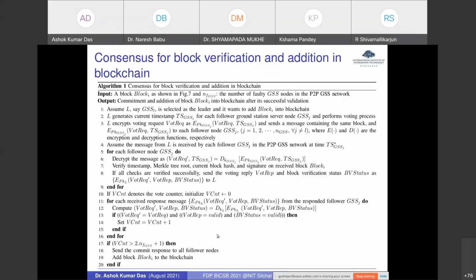Now, as long as the V counter exceeds nf GSS plus 1, since this consensus algorithm is based on the practical Byzantine fault tolerance algorithm, so we have used this bound here, the leader will send a commit response message to all the follower nodes. The follower nodes will then add block I to their respective ledgers in the blockchain.